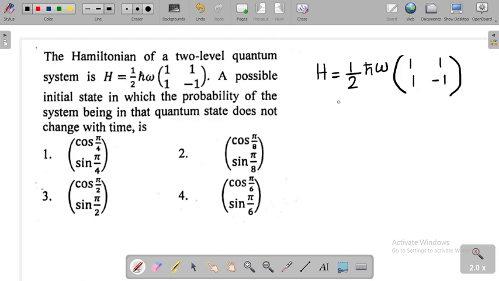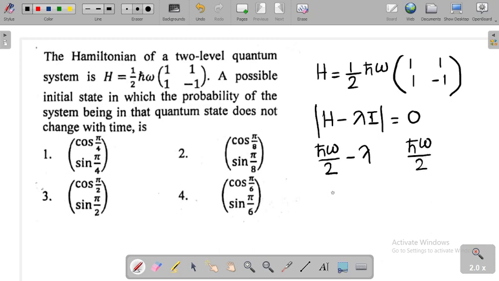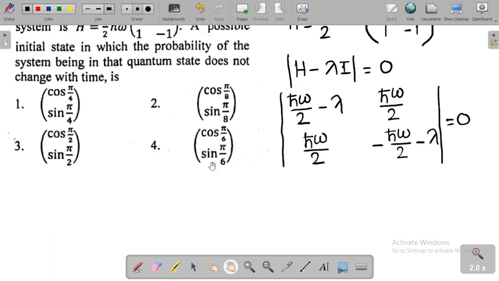Let us now find the eigenvalues of this Hamiltonian, that is, the energy eigenvalues. The energy eigenvalues can be determined using the characteristic equation. If we solve this, we get the determinant of the matrix with entries h cut omega by 2 minus lambda, h cut omega by 2, h cut omega by 2, and minus h cut omega by 2 minus lambda, equal to 0. So just solve this to find the lambdas.